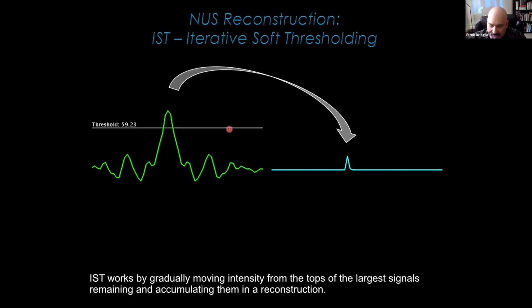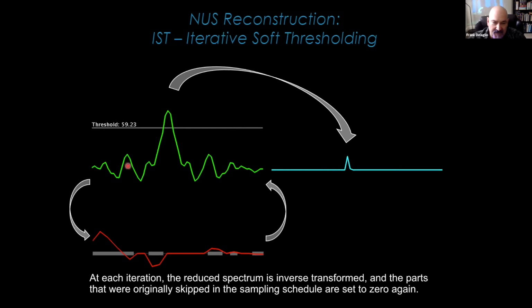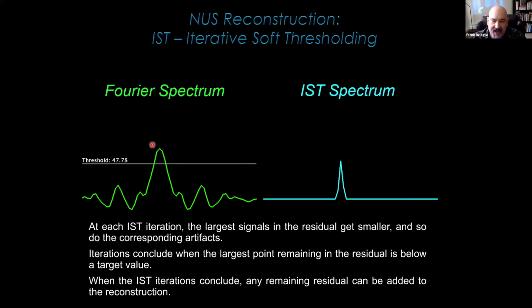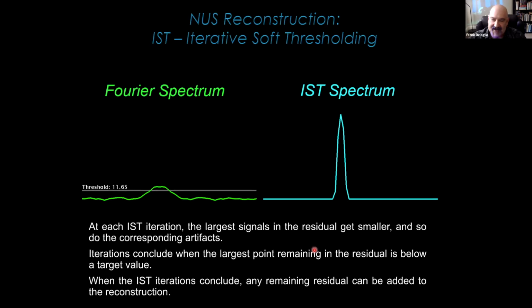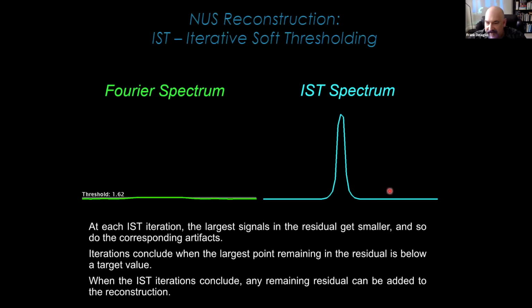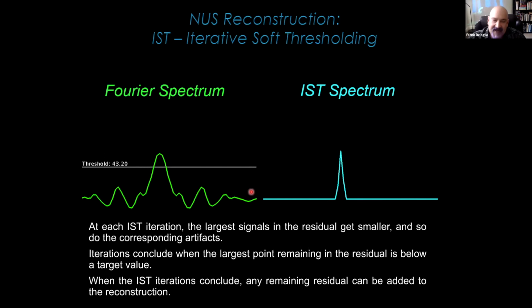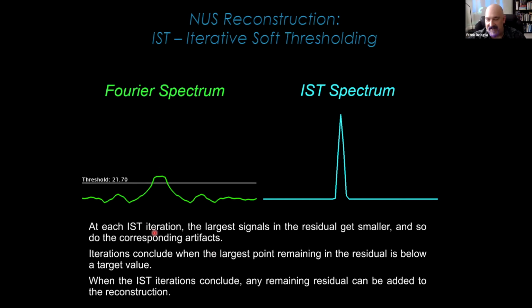Then we will reduce the threshold, inverse transform this reduced result back into the time domain. Any parts that were originally 0 in the sampling schedule will be set to 0 again. We will forward transform that result back into the frequency domain and repeat this procedure over and over again, each time transferring more and more of the largest intensities into the accumulated IST spectrum. And we can stop at any time, and whatever residual is left here, we can optionally add into the final result so that we can be certain this final spectrum that we generate captures all of the intensity that we started with in the original data.